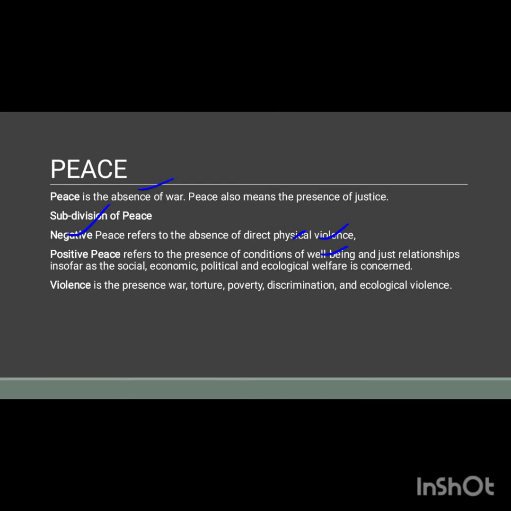What is violence? So now, we are saying peace is the absence of war. Now, what if we have the presence of war? Then that is called violence. So violence is the presence of war, torture, poverty, discrimination, and ecological violence. These are the two terms I wanted us to discuss in the introduction of this topic, culture of peace. I hope you know what peace is and the subdivisions of peace: negative peace, positive peace, then violence.